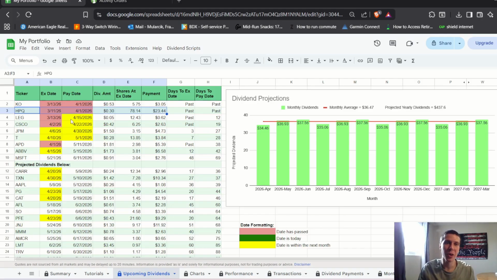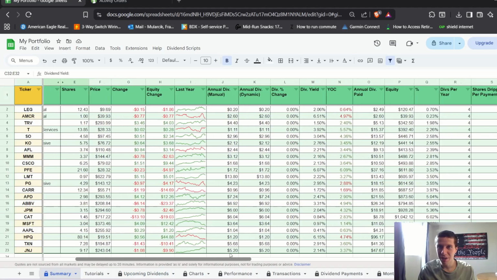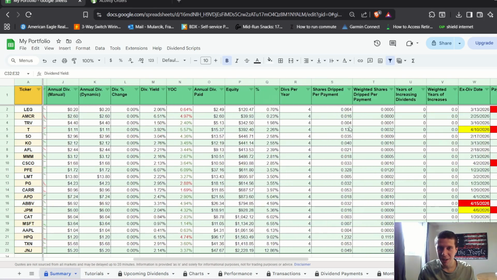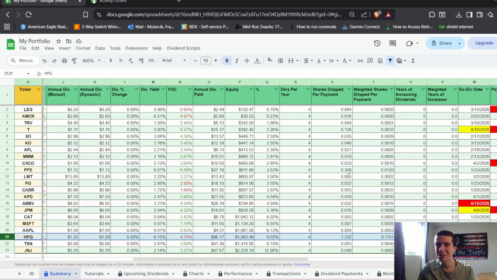And as you can see, this one actually already went through. I'm recording this on April 3rd, and this paid out on April 1st. So I got over a full share that was reinvested from the dividend, which is pretty cool. If we go back to the summary page, actually, we can look at our dividends dripped per payment, and we can see HP is projecting 1.2 shares dripped every single dividend payment, which is pretty cool, I think.